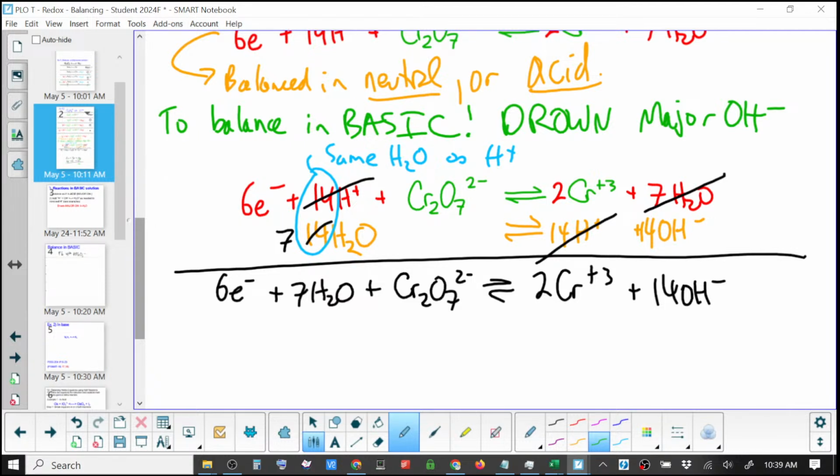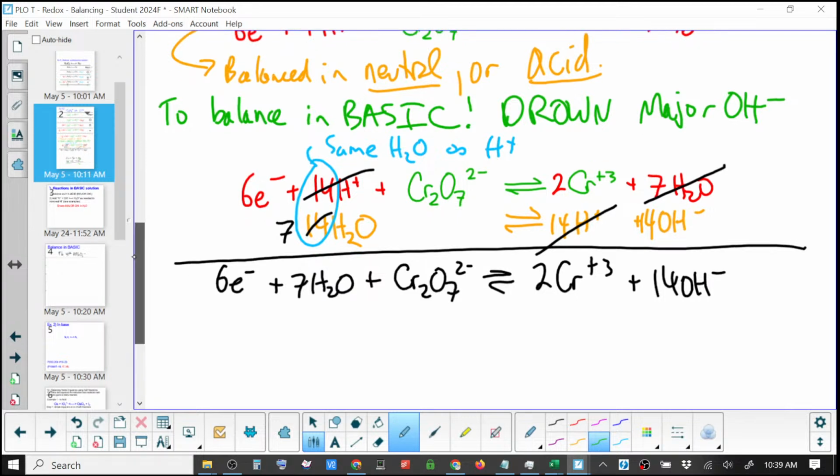Do you see why I added the 14 H2O? I added it because I wanted to get rid of the H plus. So the numbers have to match if I want to get rid of it. That's 7, 14 OH minus left now.